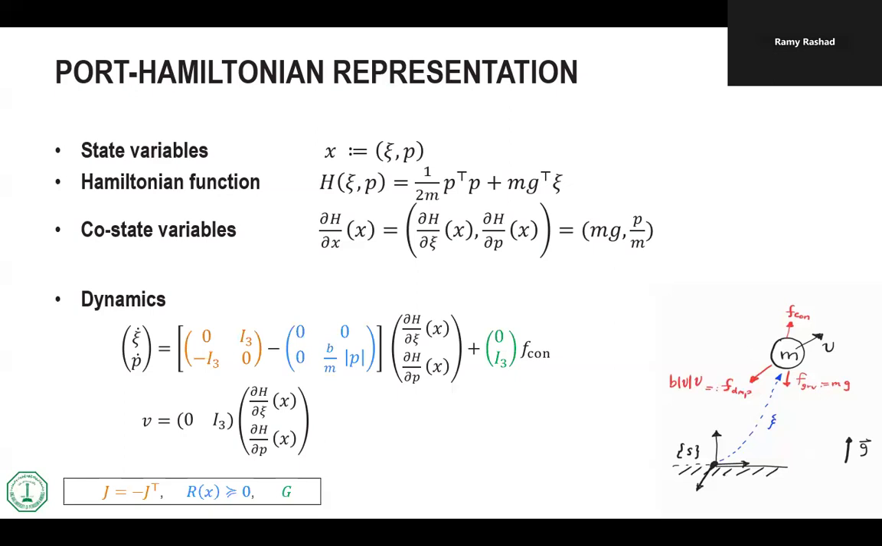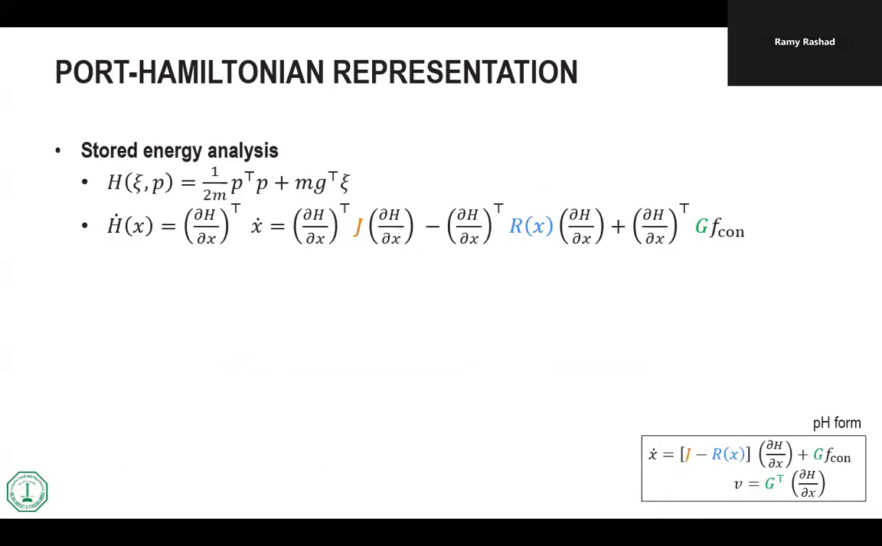This orange part is the J. You see it's clearly skew symmetric. The R part is positive semi-definite, since it doesn't have any minus inside; we just have the minus outside. And we have the G, just as an input, and then G transpose.